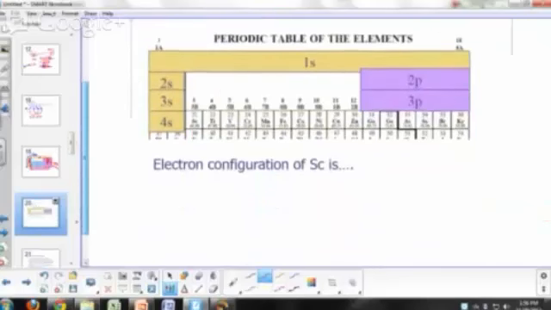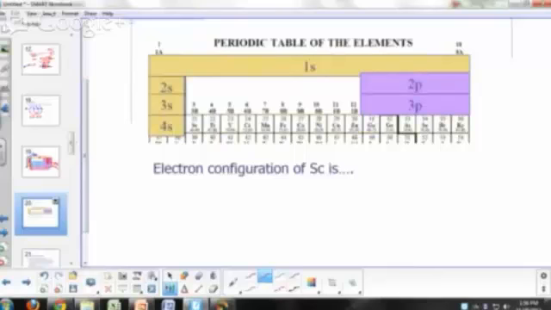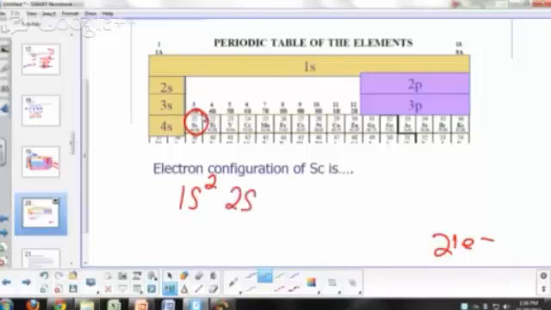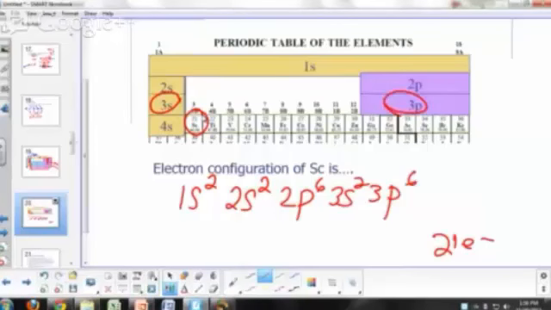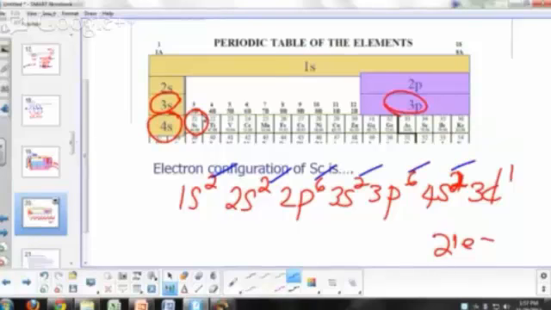So let's write the electron configuration for scandium. Scandium's right here, number 21. So how many electrons do we have? 21 electrons. So 1s2, 2s2, 2p6, 3s2, and then 3p6, and then 4s2, and after the 4s comes 3d1. Do we have 21? 2 plus 2 plus 6, that's 10. 2 plus 6 plus 2, that's another 10. That's 20, and that's the 21st electron right there. So that's the electron configuration.